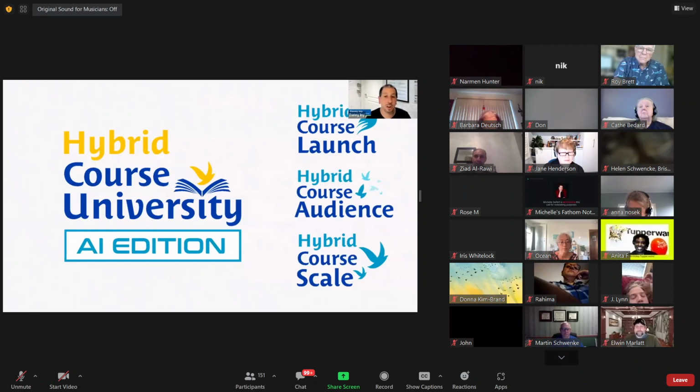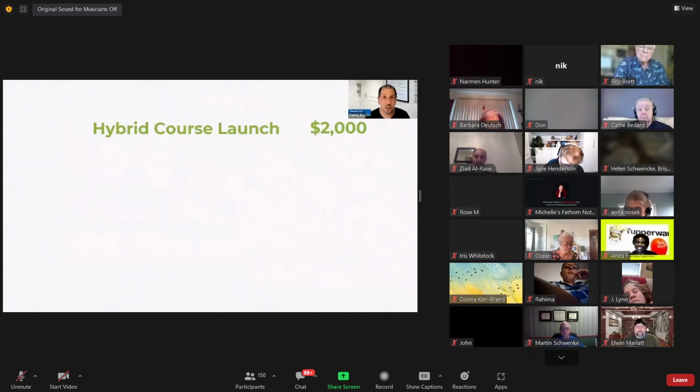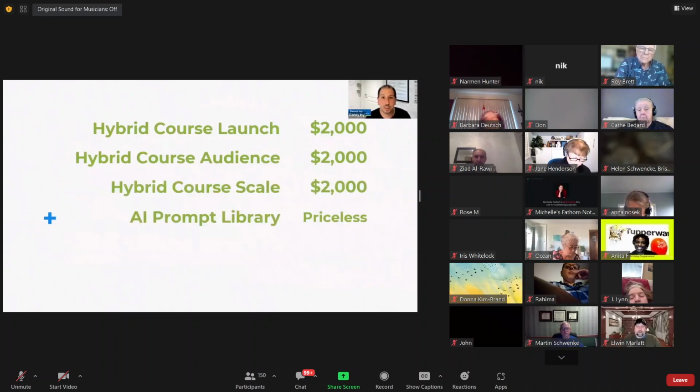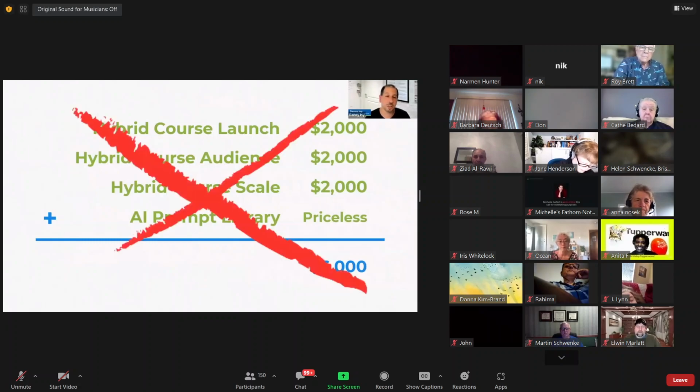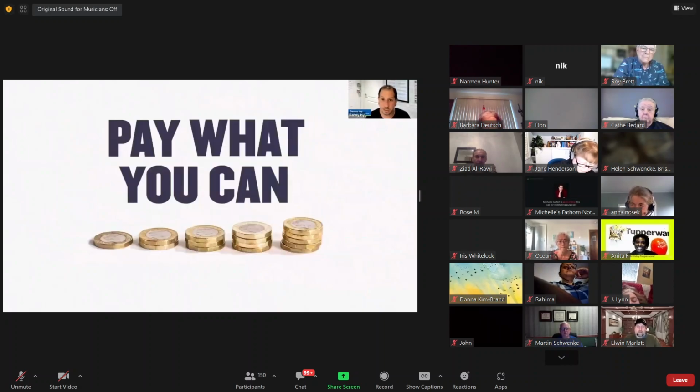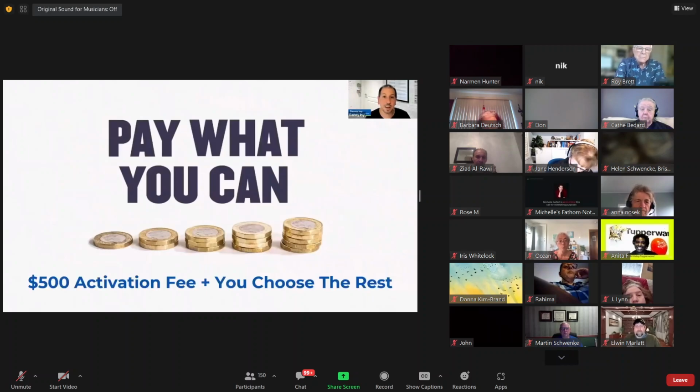And people are very excited about this program. But what they're even more excited about is the fact that instead of charging the retail price of what it costs, which is $2,000 for hybrid course launch and $2,000 for hybrid course audience and $2,000 for hybrid course scale, plus there's the AI library, which I don't even know what price tag to put on it because you can't get it anywhere else, instead of charging that $6,000 value, we're doing something completely different. We're offering the entire hybrid course university on a pay what you can basis. So you just put down a $500 activation fee now so that I know that you're actually committed. And then you will make the decision about what you can pay for this program after you've already begun to experience it. Now, the response since I announced this on Monday has been phenomenal.